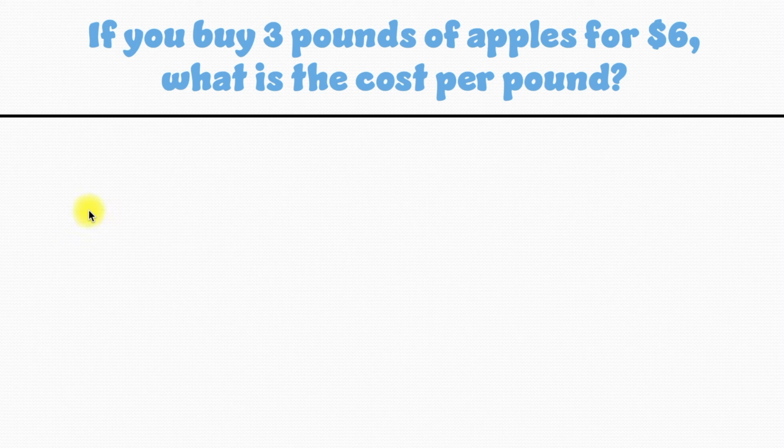In this video, we're going to answer this question here. And it says, if you buy 3 pounds of apples for $6, what is the cost per pound? The most important part of this problem is the end part of the question right here, where it says cost per pound. Because when it's worded like that, it's telling you that what you're trying to find is a rate. And even though this is really important, the most important word out of these three is the word per.